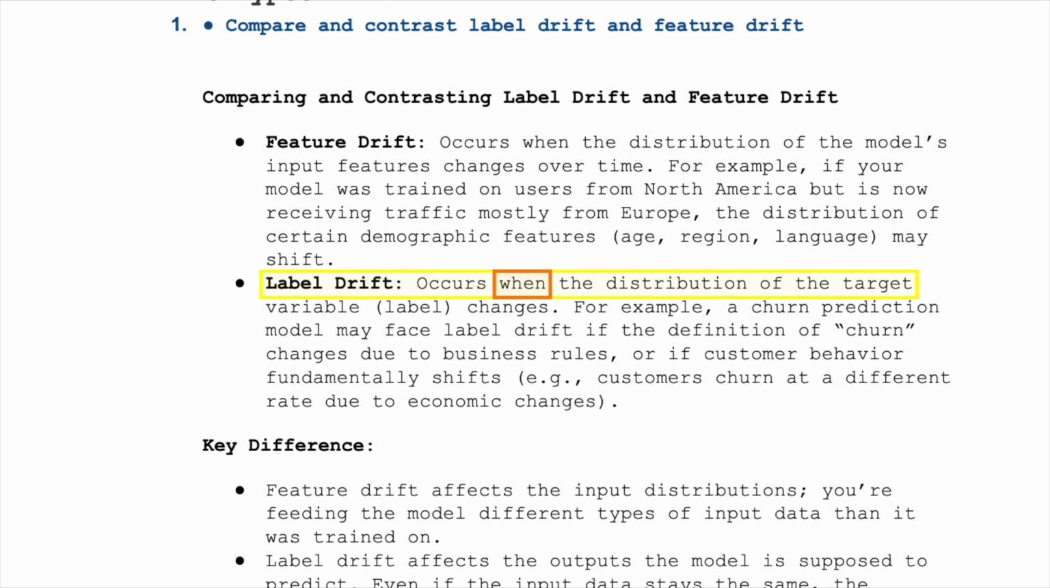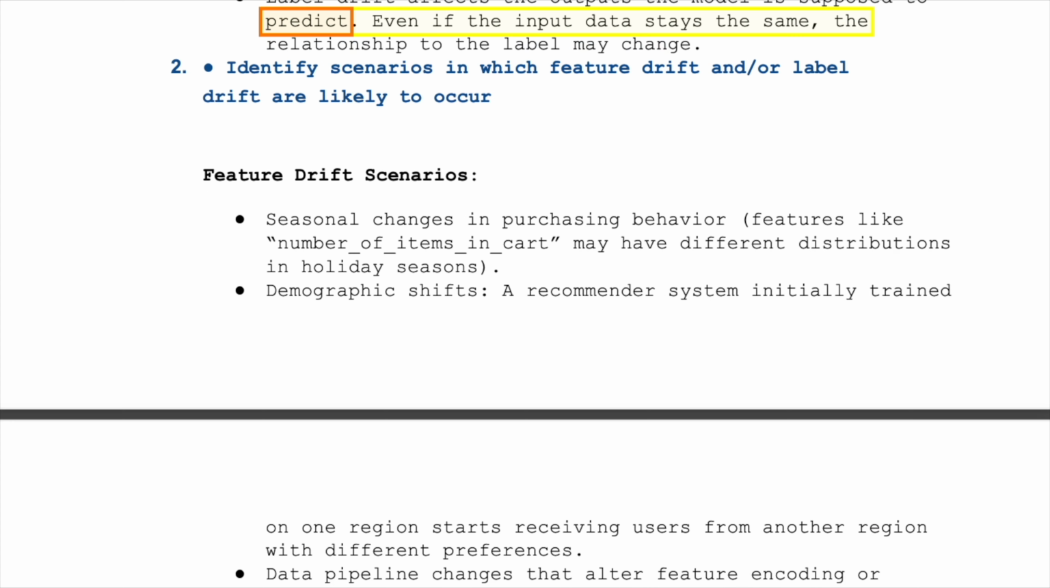Label drift occurs when the distribution of the target variable label changes. For example, a churn prediction model may face label drift if the definition of churn changes due to business rules, or if customer behavior fundamentally shifts. For example, customers churn at a different rate due to economic changes. Key difference. Feature drift affects the input distributions. You're feeding the model different types of input data than it was trained on. Label drift affects the outputs the model is supposed to predict. Even if the input data stays the same, the relationship to the label may change.